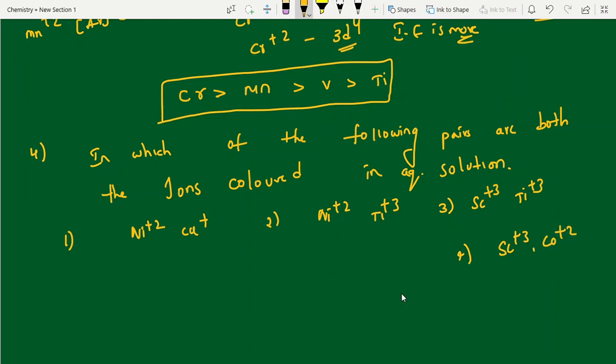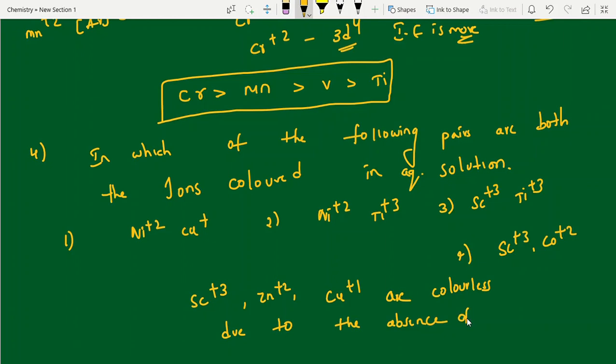How easily we can work out this question. Scandium plus 3, Zn plus 2, copper plus 1 are colorless. What is the reason? Due to the absence of unpaired electrons.